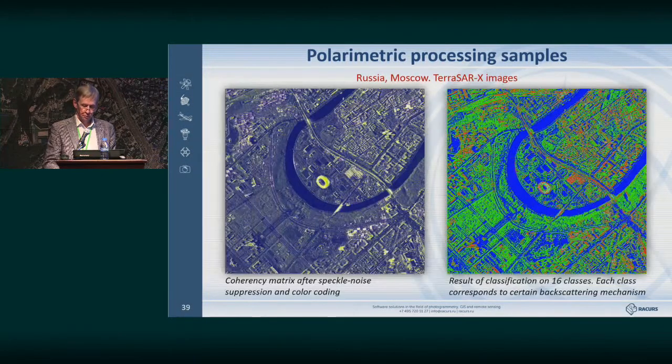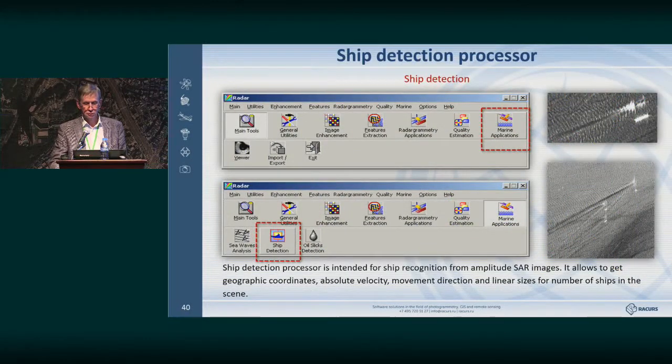As we can see, the images are similar, but they're still distinguishably different. These are classifications that resulted from these images. Again, this is TerraSAR-X for Moscow. Setting or fine-tuning classification is the most challenging thing. Switching from a polarimetric matrix to some sort of descriptor is not a trivial task and requires a lot of investigation.